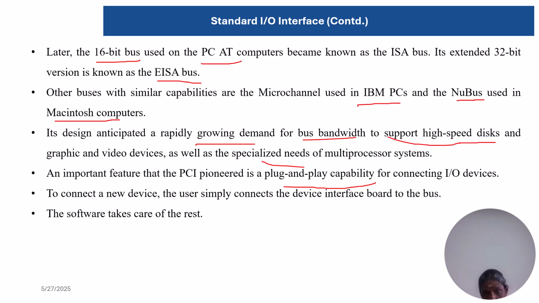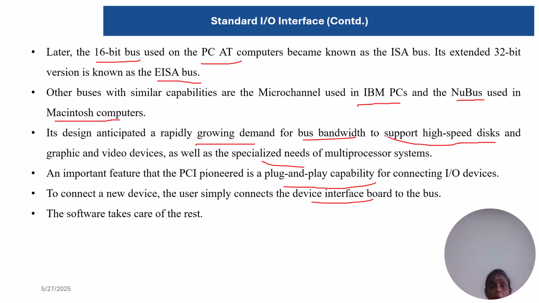And to connect a new device, the user simply connects the device interface board to the bus. It is well known that nowadays in IoT also there will not be a direct connection because of the voltage difference and speed difference. In between, the interface circuits will be used. So that is mentioned here.